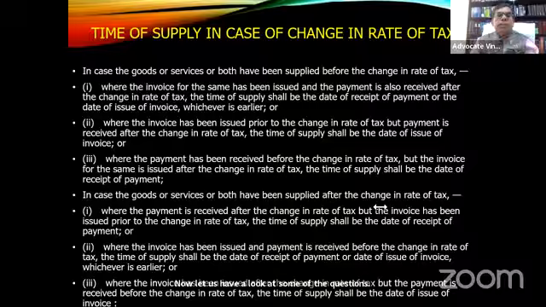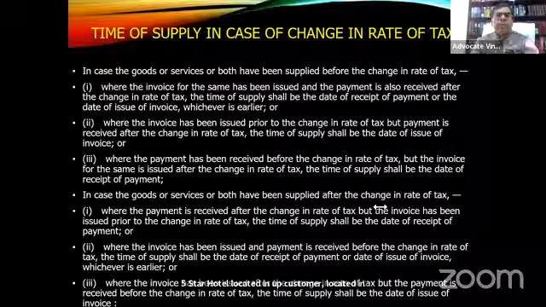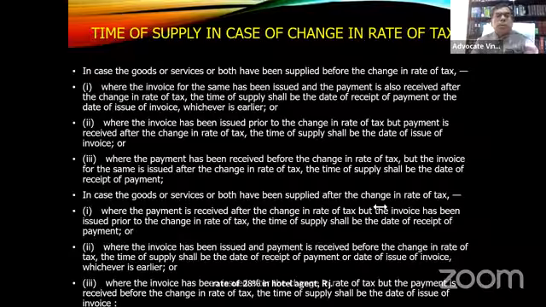One of the questions is of Mr. Vijay Kumar. He says that the hotel agent is located in Delhi, the 5-star hotel is located in UP, and the customer is located in Maharashtra. The 5-star hotel raises a bill on the hotel agent at the rate of 28% and the hotel agent raises a bill on the customer. What rate should the hotel agent charge on the customer? Whether the hotel agent will be entitled to ITC of the bill raised by the 5-star hotel, and whether the customer would be entitled to ITC of the bill raised by the hotel agent.